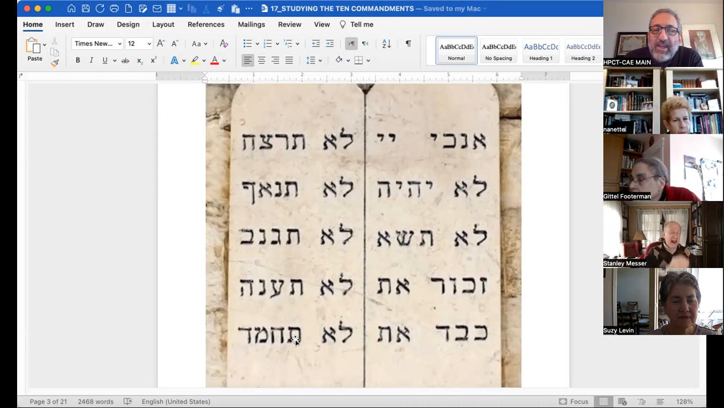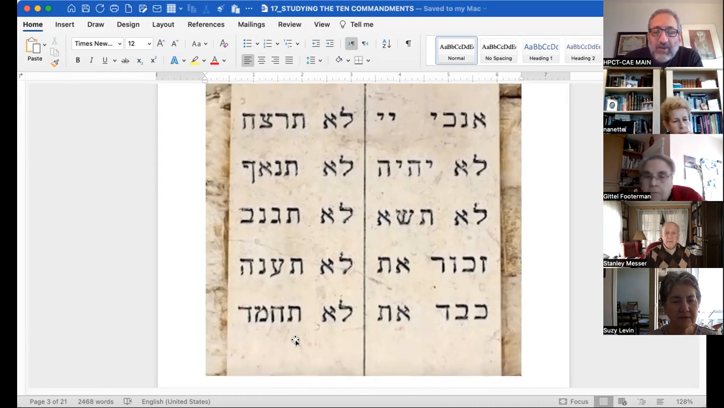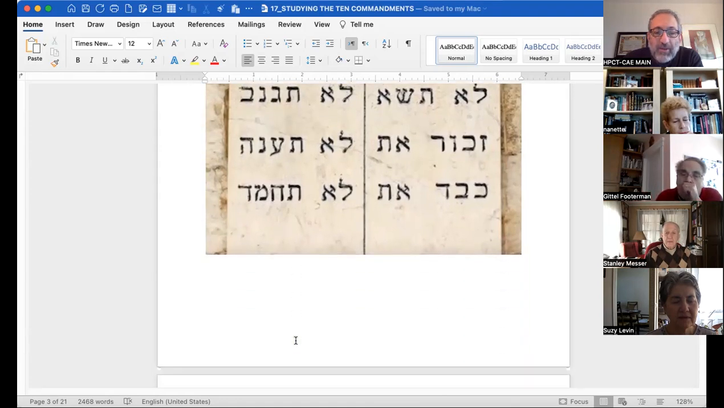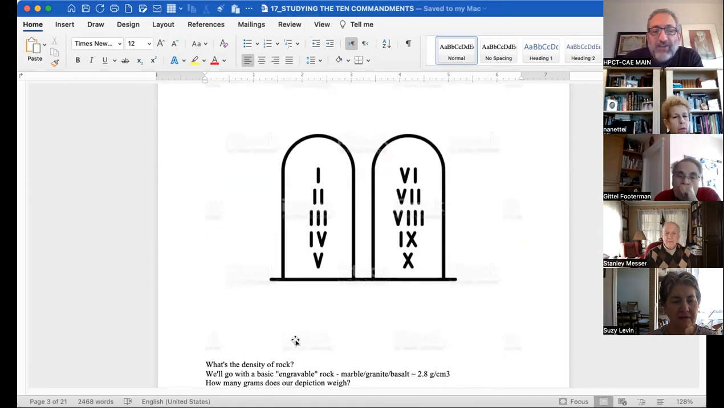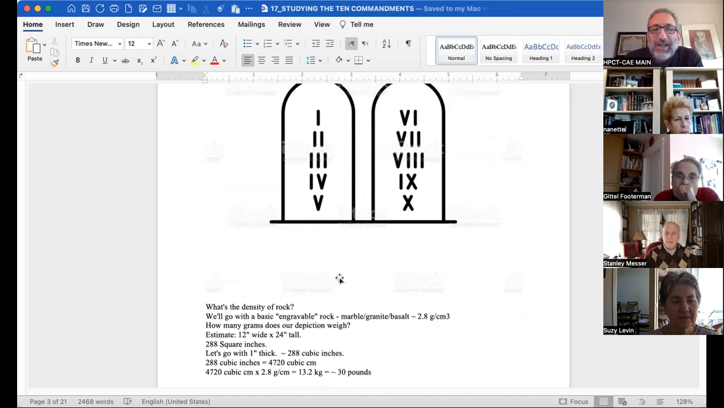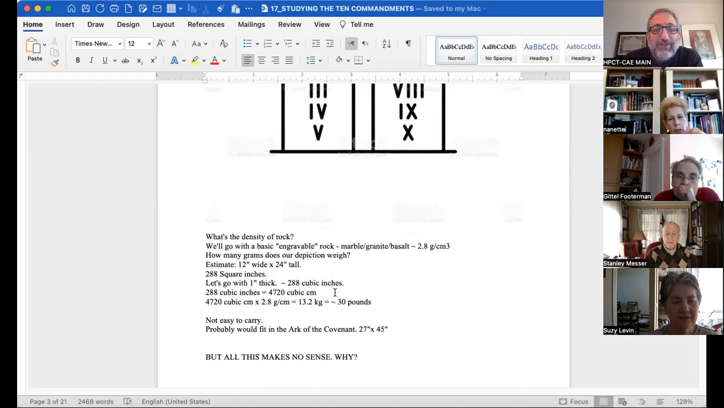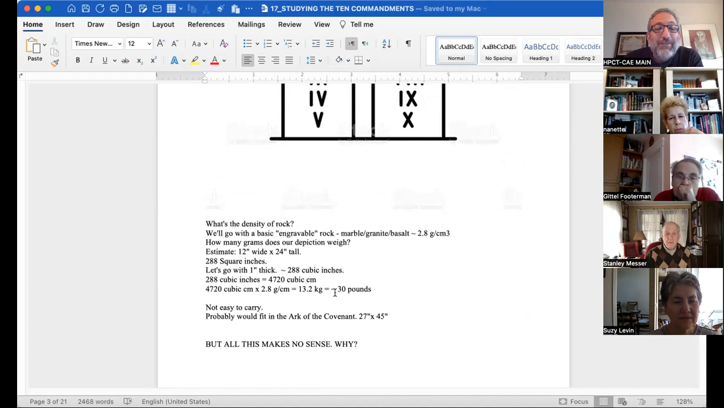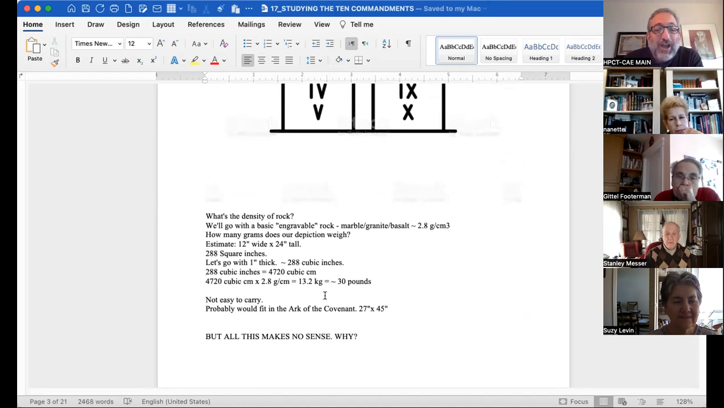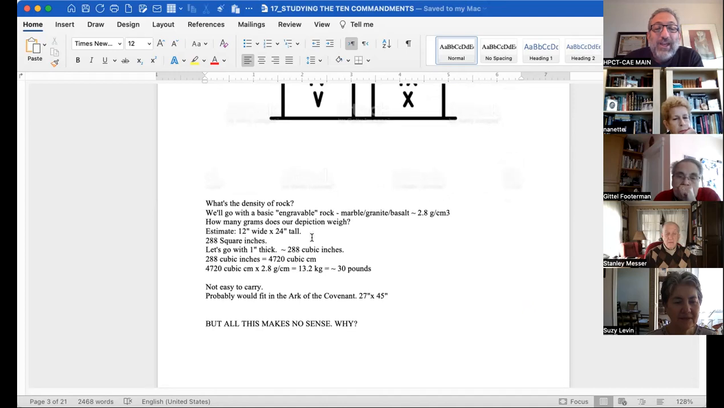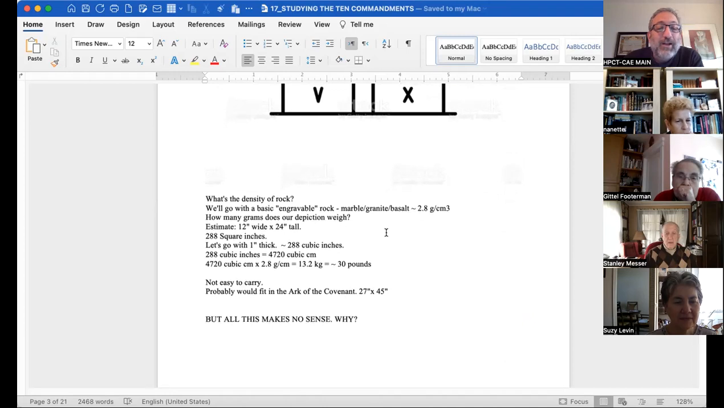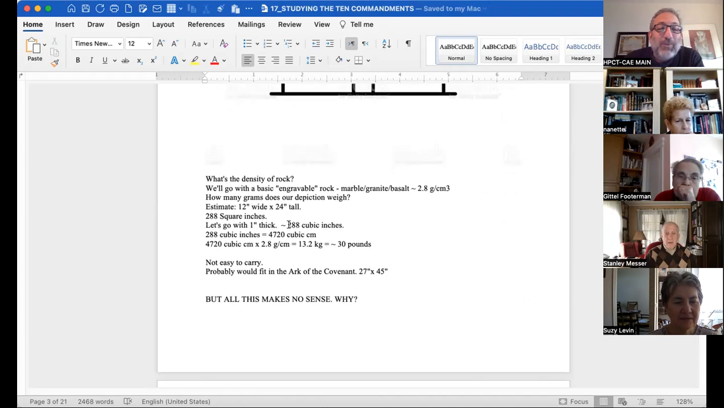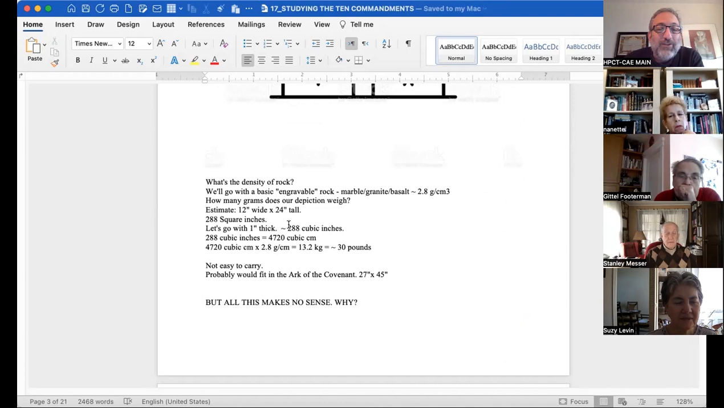Well, my hunch is it has to do with the characteristic way that the rabbis define the 10 commandments. Here's another classic depiction. And before I get to why it goes that way, I just want to ask these curious questions. How much would they weigh, right? So if we take an engravable rock, it's about 2.8 grams per cubic centimeter. I estimate that what Charlton Heston is holding is 12 inches by 24.